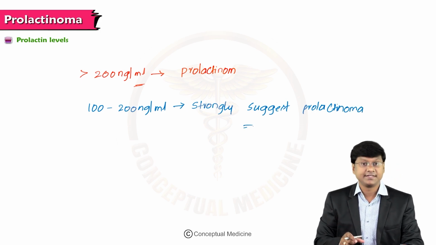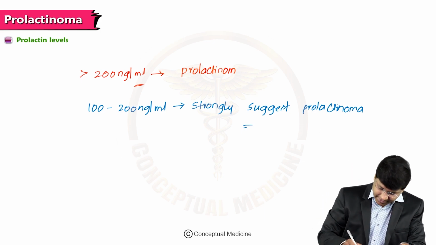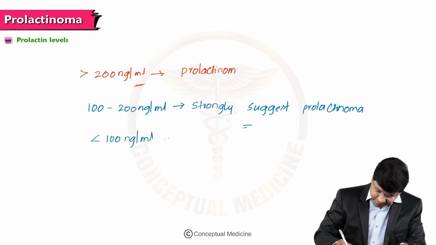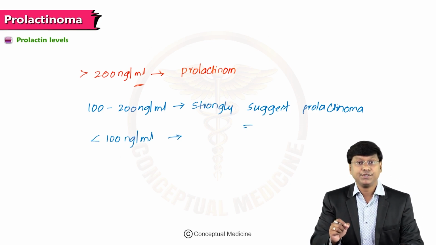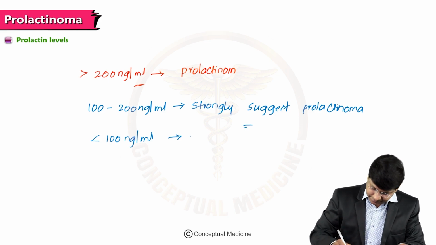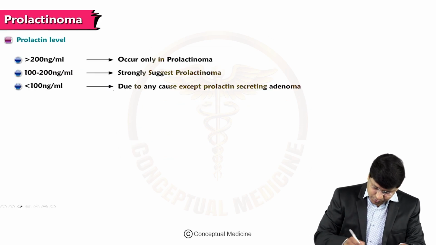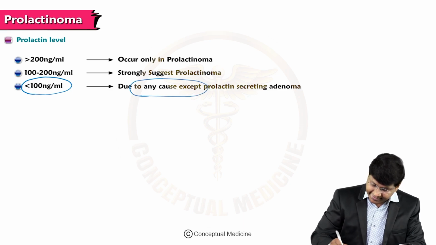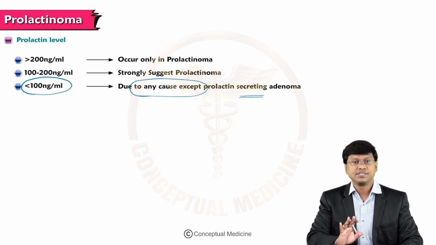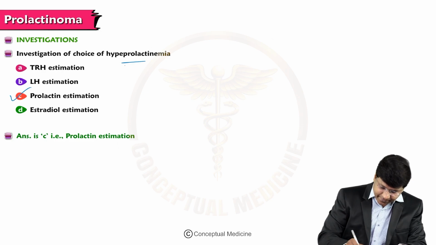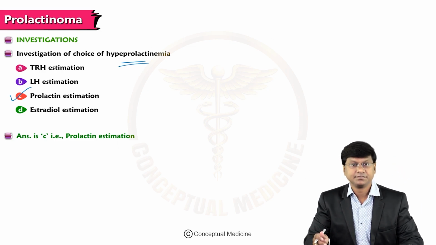Right, so that is about when the levels are in between 100 to 200 nanograms per ml. Now, when the levels are less than 100 nanograms per ml, it might be due to any cause except the prolactin secreting adenoma. So this is about your prolactin levels. The investigation of choice in case of hyperprolactinemia is your prolactin estimation, right?